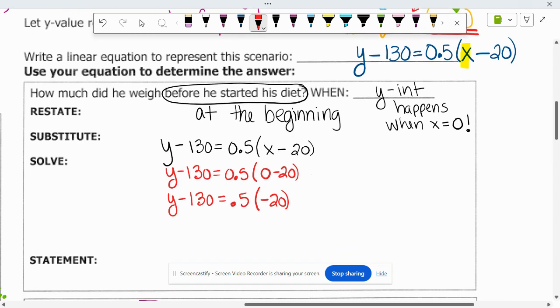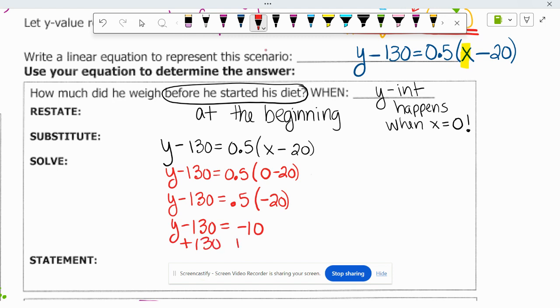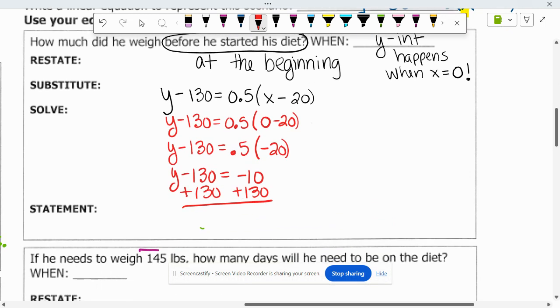What's half of negative 20? So y minus 130 equals negative 10. How do I get y all by itself? Add the 130 to both sides. So let's see. y equals 120. So the question was, how much did he weigh before he started?